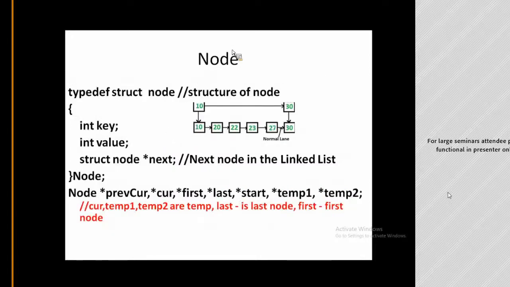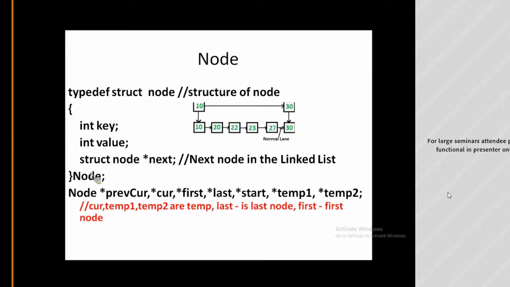Right. Now, let me go to the next structure. This structure, I'm talking about this linked list. This linked list need not go down. It has to only go horizontally, right? So I have the key, I have the value, and struct node next. And the name of this struct node is node itself. Are you clear?